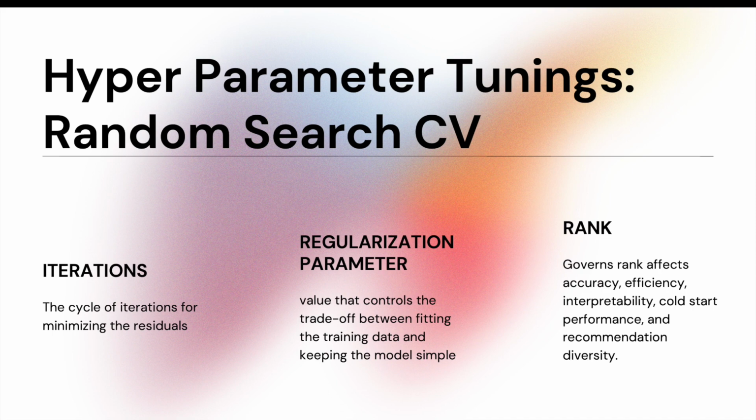As mentioned here, iteration is the cycle of iterations minimizing the residuals. Regularization parameter is a value that controls the trade-off between fitting the training data and keeping the model simple. Rank governs and affects accuracy, efficiency, interpretability, cold start performance, and recommendation diversity.